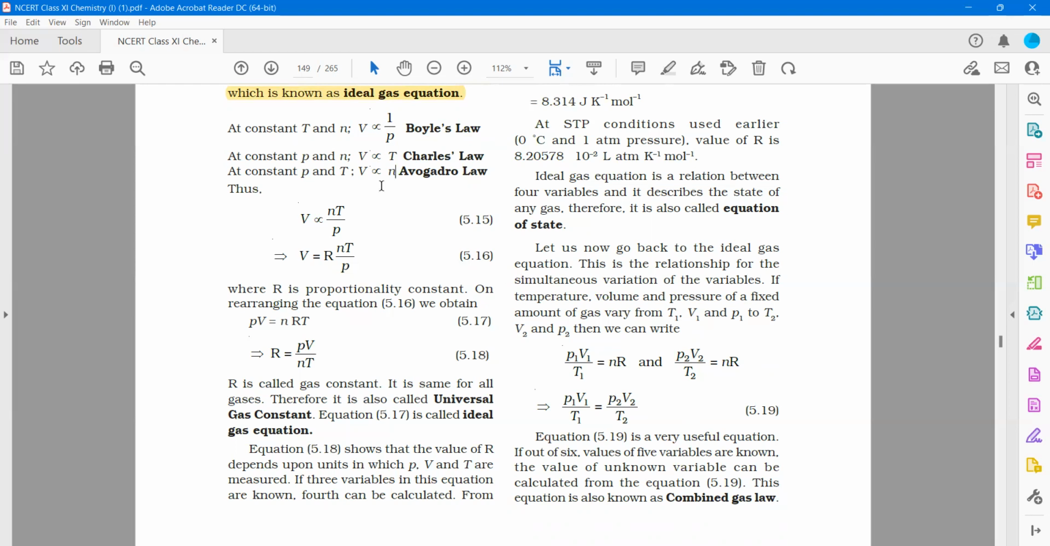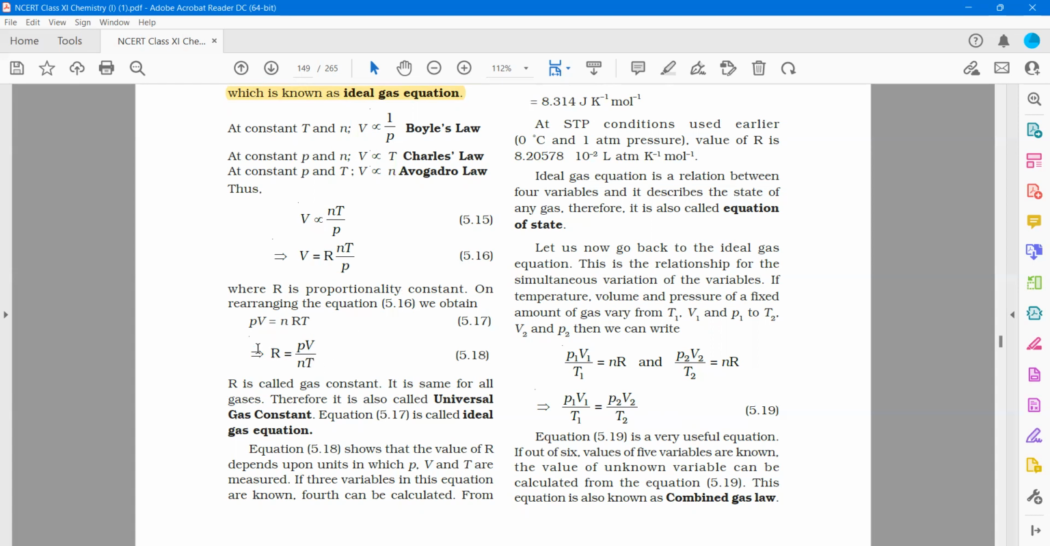So we can combine this and write it as V is directly proportional to n times T upon P. So n and T will be up because it is directly proportional, and P is inversely proportional. Just like before, in order to remove this proportionality sign, we need to introduce a proportionality constant R, and therefore an equal sign will be substituted here. So R is the proportionality constant. On rearranging, you get the equation PV equals nRT.